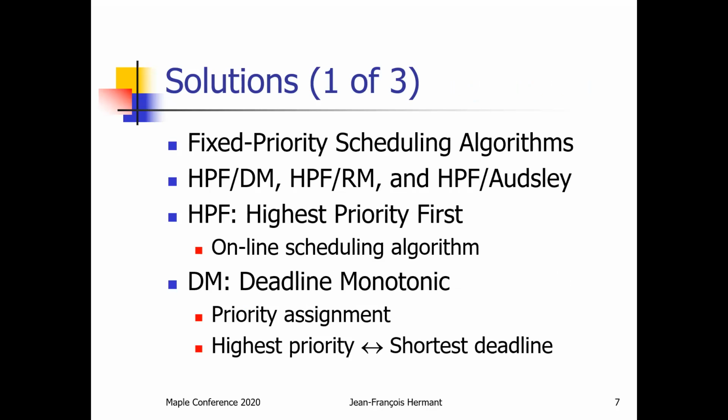We consider fixed priority scheduling algorithms such as HPF-DM, HPF-RM, and HPF-Hotsley. HPF is the acronym for highest priority first. It's an online scheduling algorithm. DM is the acronym for deadline monotonic. It's a priority assignment method. The highest priority is assigned to the task with the shortest deadline.